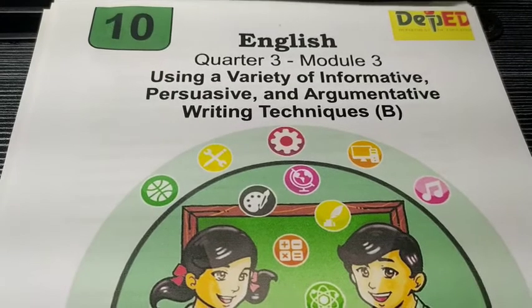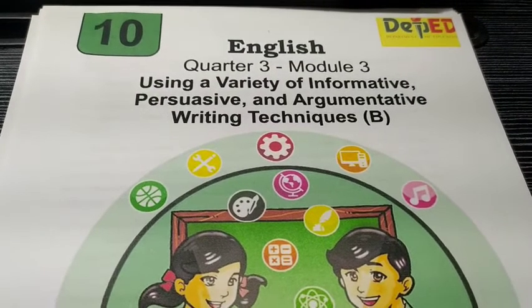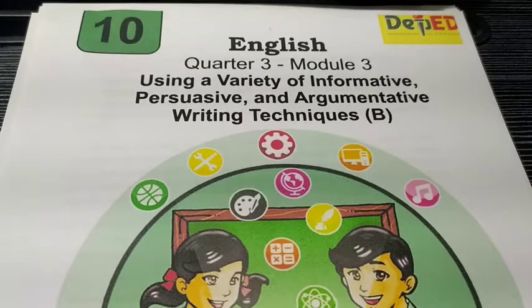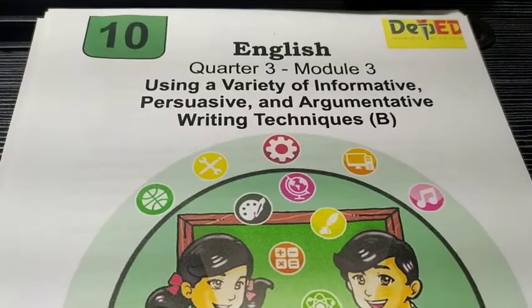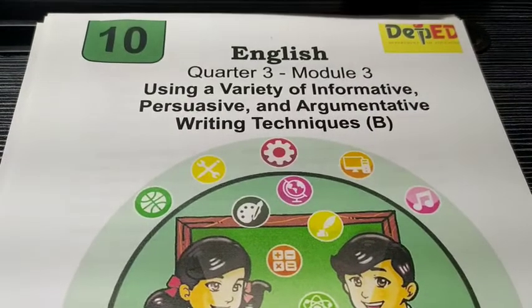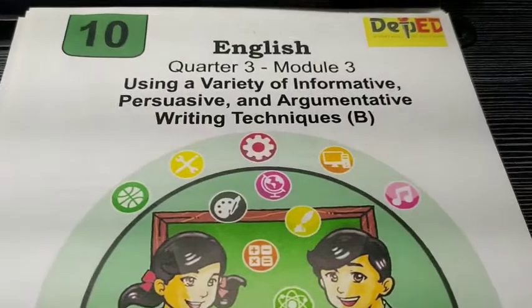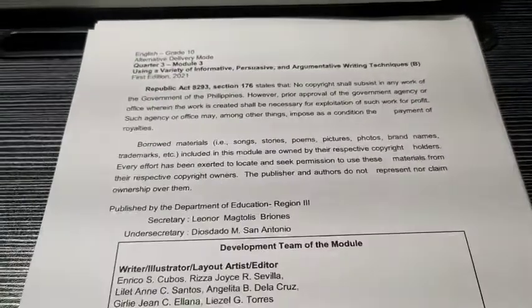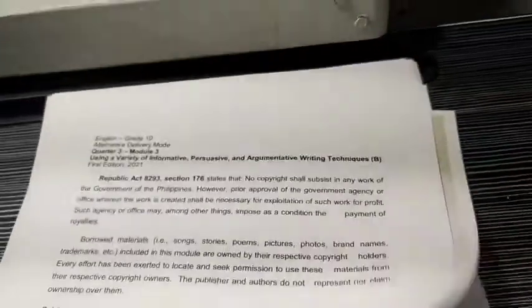Good day everyone, and now we will discuss module number 3 of third quarter. It's somehow similar to our previous module number 2, which is all about using a variety of informative, persuasive, and argumentative writing techniques. So it's the reason why we have letter B, because it is part somehow like that. And we will start on page number 1.